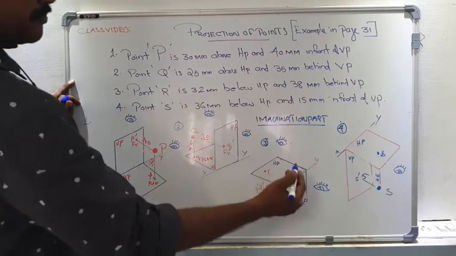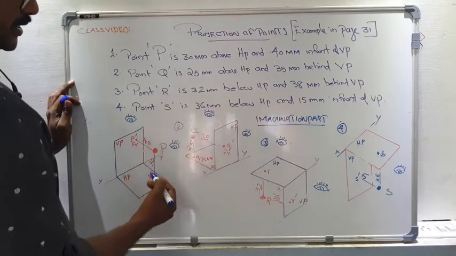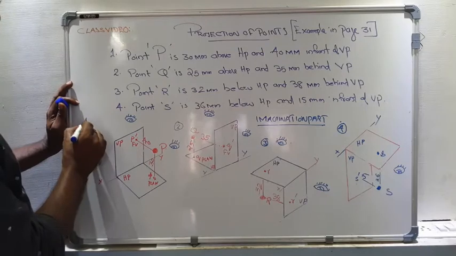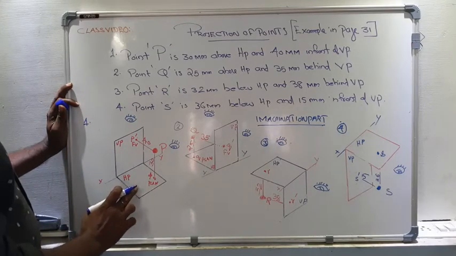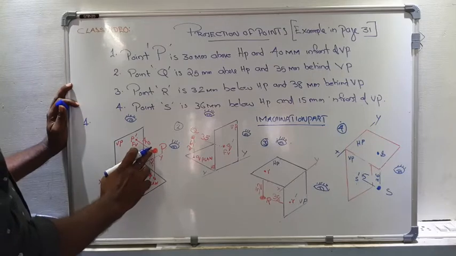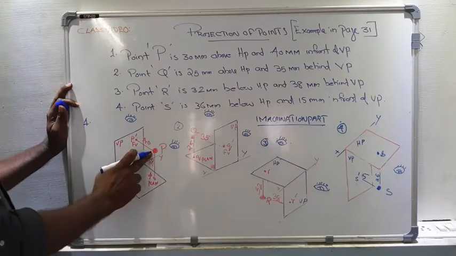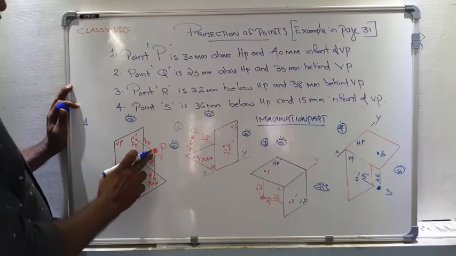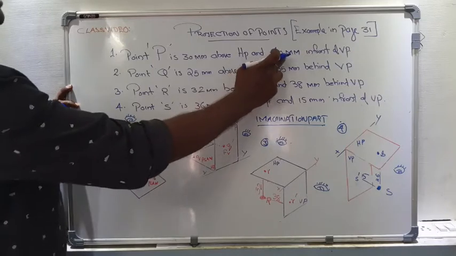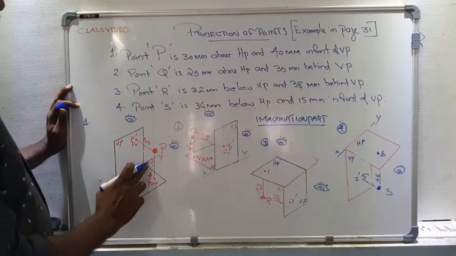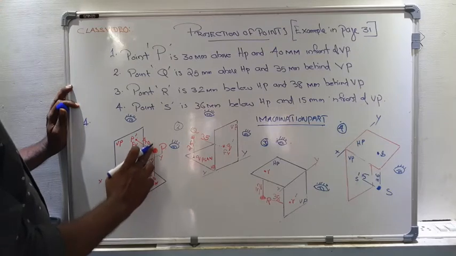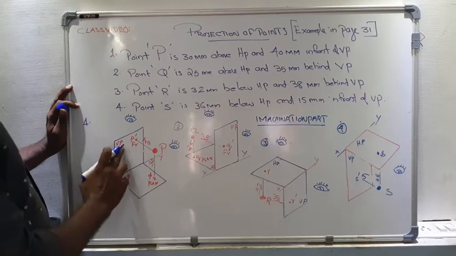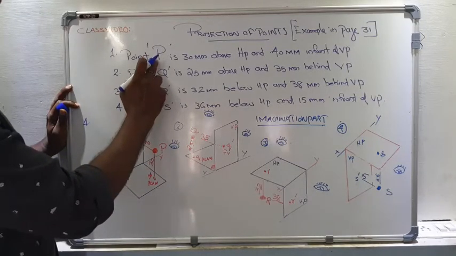That means it is an imagination part. Each one we have to discuss separately. In the case of the first figure, this is the vertical plane, this is the horizontal plane. Our object point P is marked here. That means object P is fixed in front of the vertical plane, keeping 40 mm distance, and that point is also fixed 30 mm above HP. This is the imagination part of question 1.